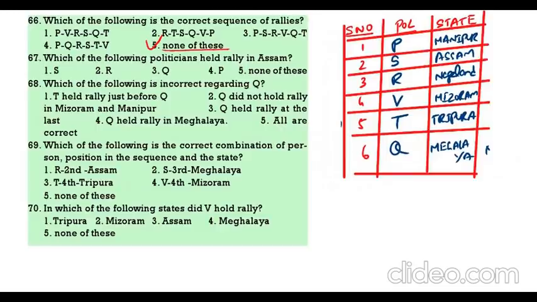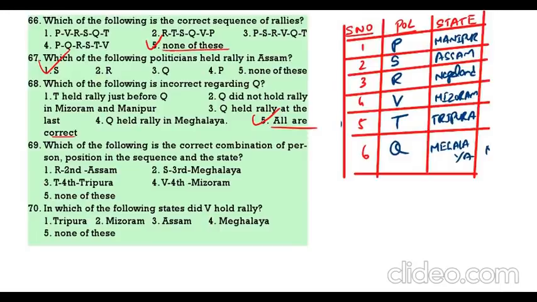Which is incorrect regarding Q? T held just before Q, correct. Q did not hold rally in Mizoram and Manipur, that is also correct. Q held at last, that is correct. Q held in Meghalaya, it is correct. So all are correct.